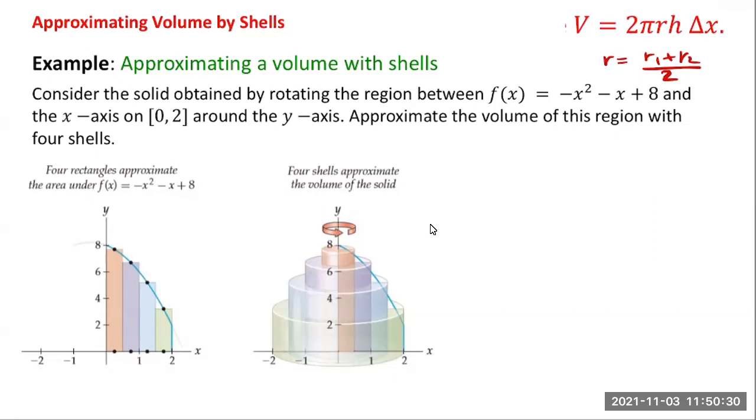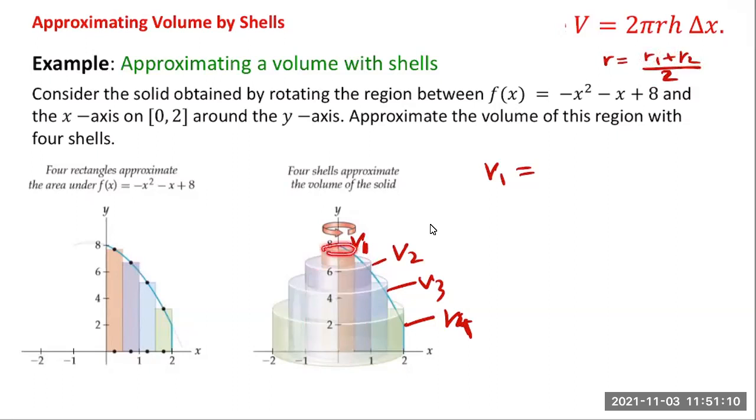So let's do that. I will call the volume of this inner cylinder V1, and the volume of this shell V2. The next ones are V3, and the last shell is V4. I need to find each one of them. How do I find V1? To find V1, I can still use this formula. I need to find the average radius, R1 plus R2 divided by 2, where R1 is the inner radius and R2 is the outer radius.